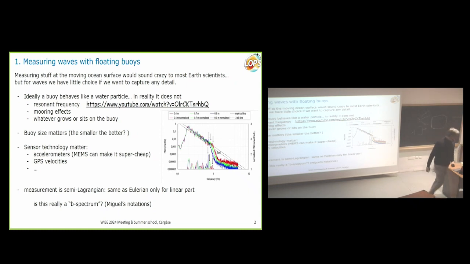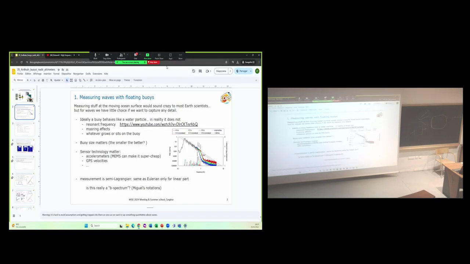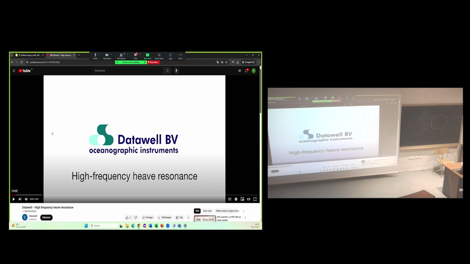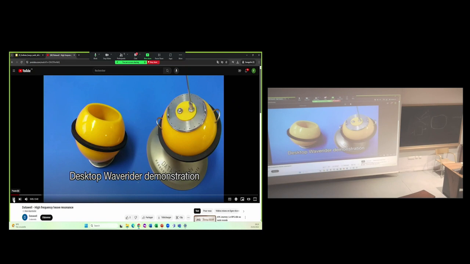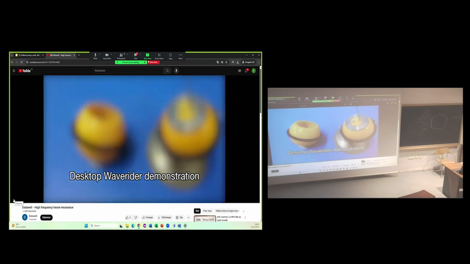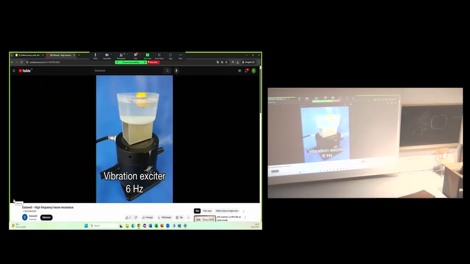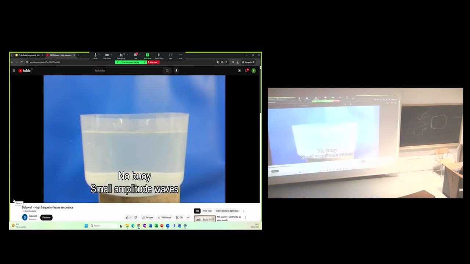I picked this nice animation from Datawell that shows this pretty well. Where was that? Oh yeah, this guy. That movie was made by Datawell. They had some fun making a small version of a Datawell and putting it in the lab. In this tank, they just vibrate the vessel up and down. That's Faraday excitation, for the physicists among you. You can make some nice oscillons and lots of funny physics, but that's not what they're after.